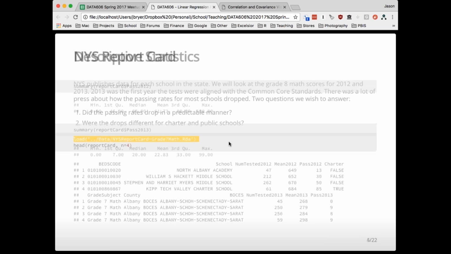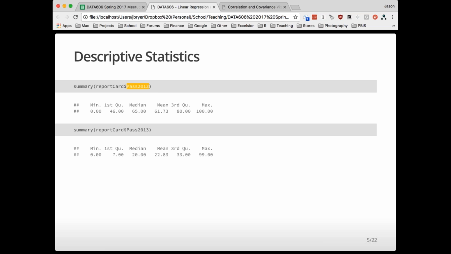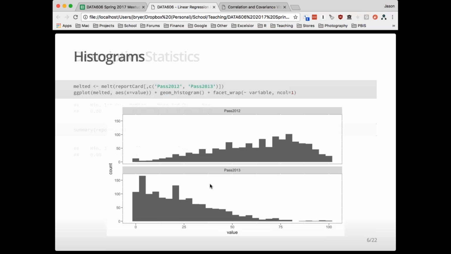So what we're going to want to look at, a couple of variables, is the pass rate for 2012 versus the pass rate in 2013. So we could see schools had an average passing rate of about 61%. And then the average passing rate in 2013 became 22.8%. So this was an easy article to write in the New York Times for the reporters. Like, oh my God, the sky is falling. Students don't know anything.